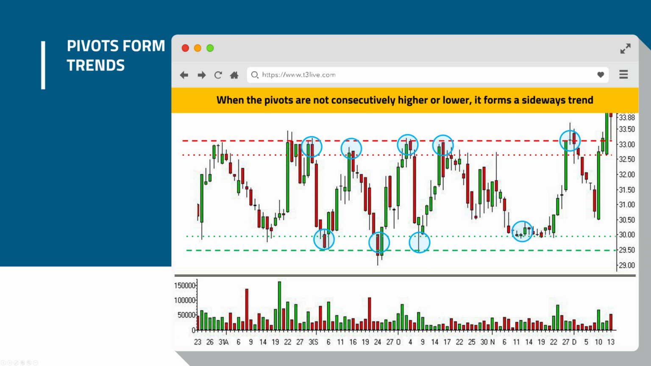Okay. All right. And then we talk about also when the pivots are not consecutively higher or consecutively lower, when they are about the same level, that's a sideways trend. How do you take advantage of it? Can you short every pivot high or buy every pivot low? Not really. You can't. And that's what forms a sideways trend.